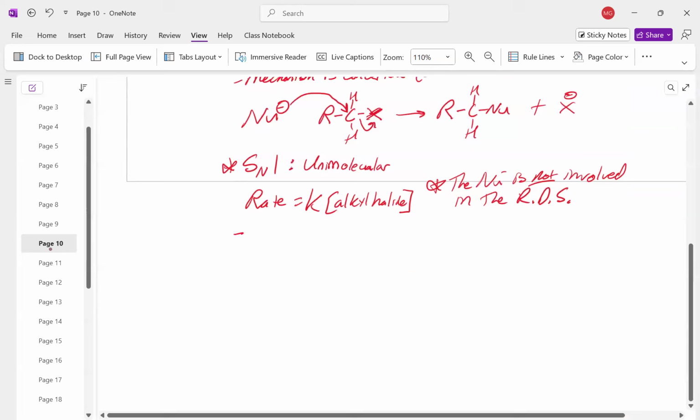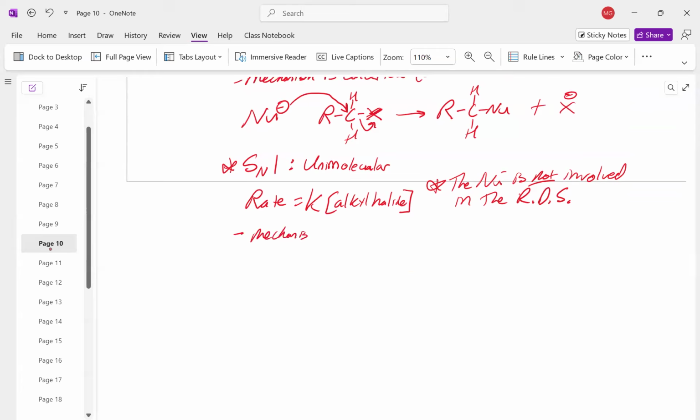Now, in an SN1 mechanism, the mechanism is stepwise. What I mean by that is there are multiple steps. So the rate determining step, and this is the reason why the rate depends only on the concentration of the alkyl halide, involves the leaving group leaving. That's the rate determining step. The leaving group leaves with its electrons. So that bond, notice there's only one arrow there. That arrow is showing the bond breaking between the carbon and the halogen.